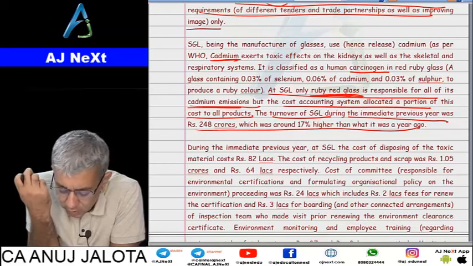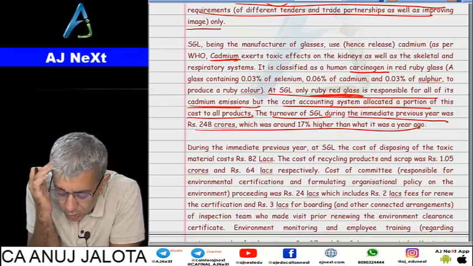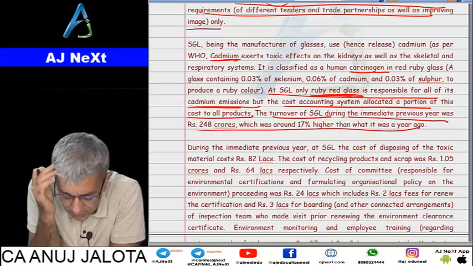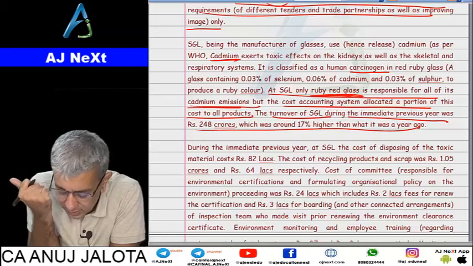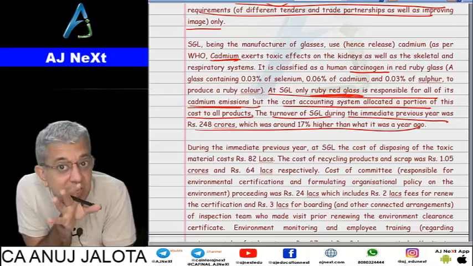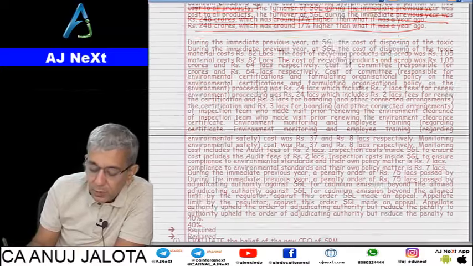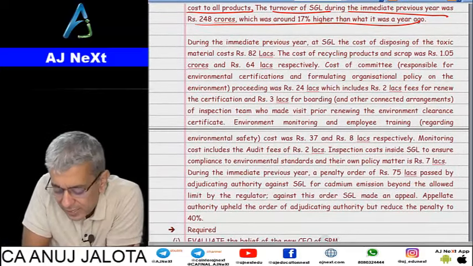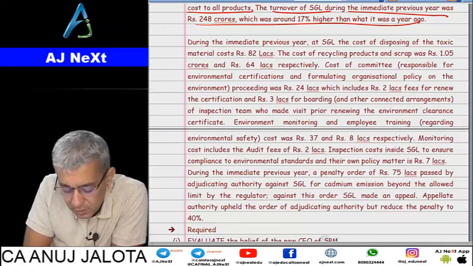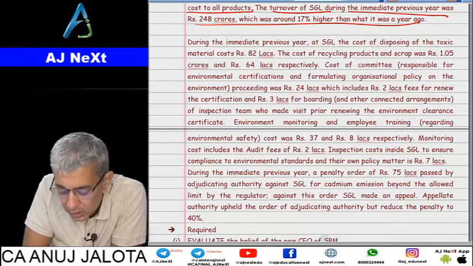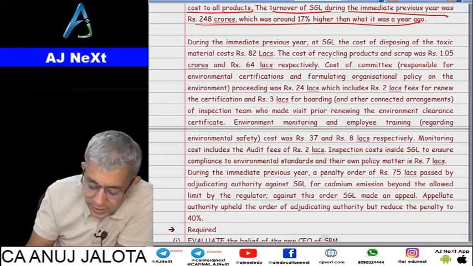The turnover of SGL during the immediate previous year was 248 crores, which was around 17% higher than a year ago. So, therefore, the sales of the company is increasing. That's a good sign. Further, during the immediate previous year at SGL, the cost of disposing the toxic material was 82 lakhs.